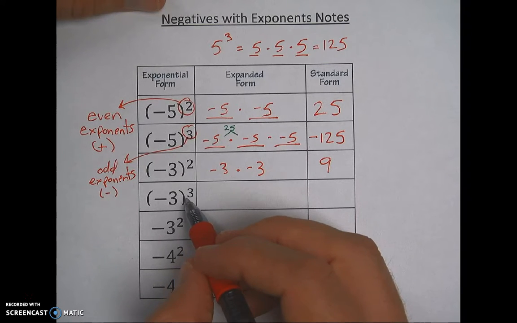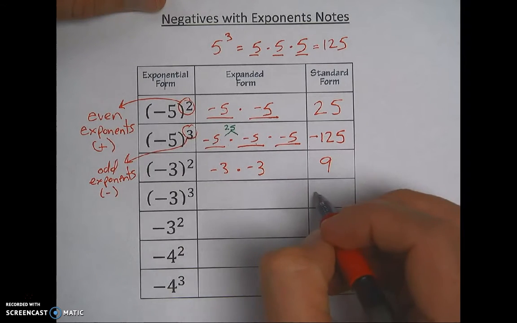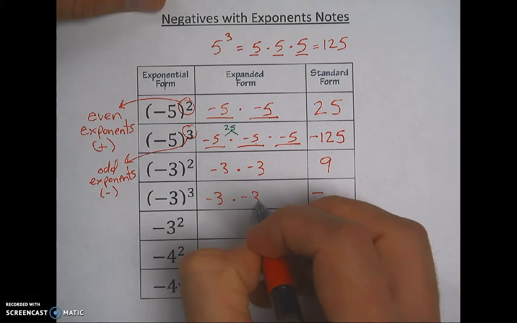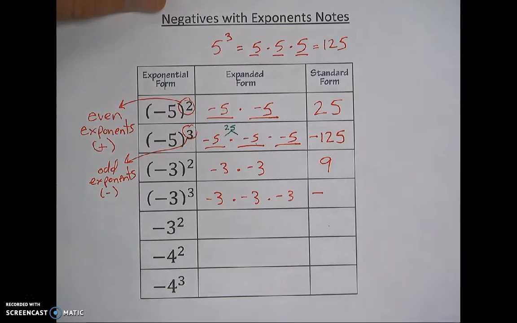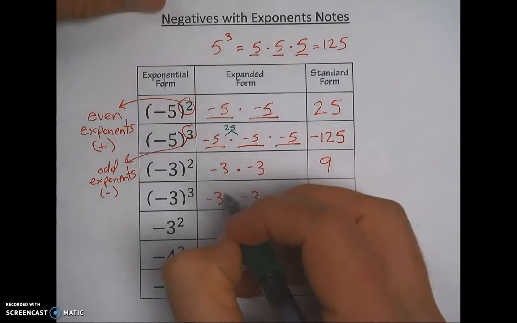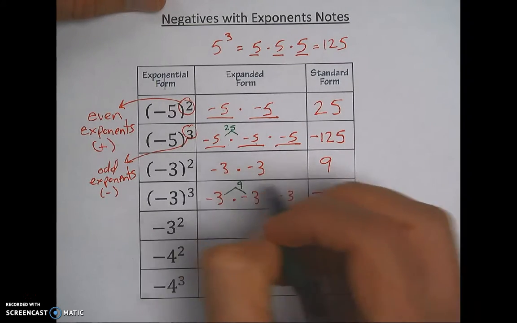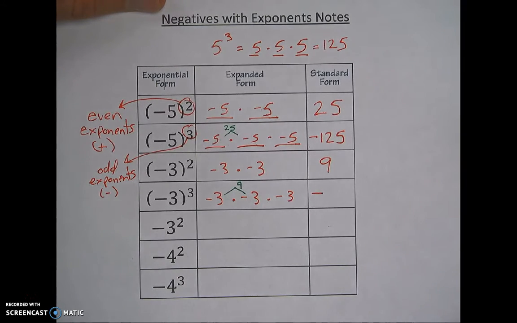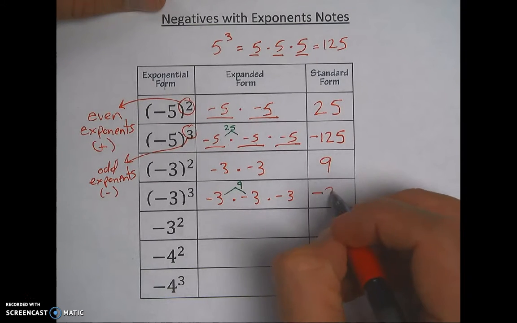Negative 3 to the third. We should already know that's an odd exponent. It's going to be a negative answer, because this is negative 3 times negative 3 times negative 3. So the first 2 negative 3's make a positive 9. That positive 9 times a negative 3 gives me a negative answer. A positive times a negative. And 9 times 3 is 27.